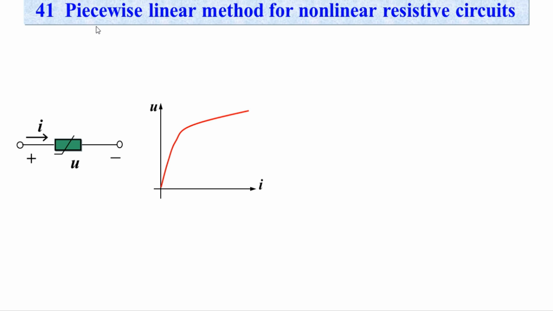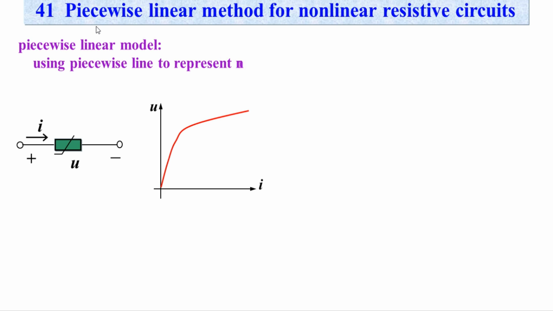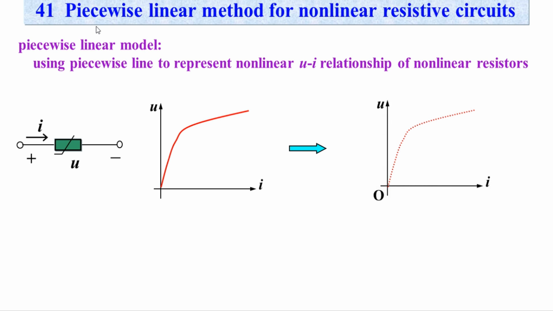For the nonlinear resistor circuit shown in the figure, you can see in the first quadrant of the UI plane, its UI relationship is a nonlinear and smooth curve. Here, the piecewise linear method is a method for establishing the piecewise linear model for such an element. The so-called piecewise linear model is to use a set of polylines to represent the nonlinear curve. So specifically for such a curve, of course, we have many ways. We can first focus on this area.